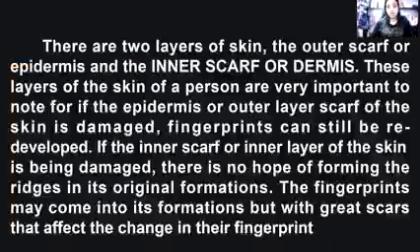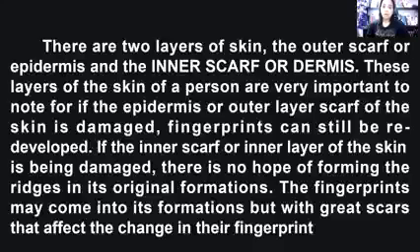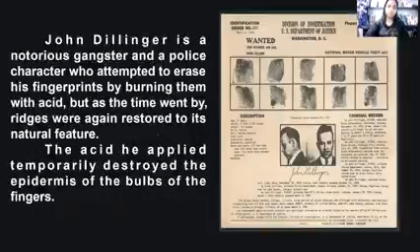There are two layers of skin, the outer layer or epidermis and the inner layer or dermis. These layers of skin are very important to note, for if the epidermis, or outer layer of the skin, is damaged, fingerprints can still be redeveloped. If the inner layer of the skin, what we call the dermis, is damaged, there is no hope for forming the ridges in their original formation. The fingerprints may come into formation, but with great scars that change the fingerprint.